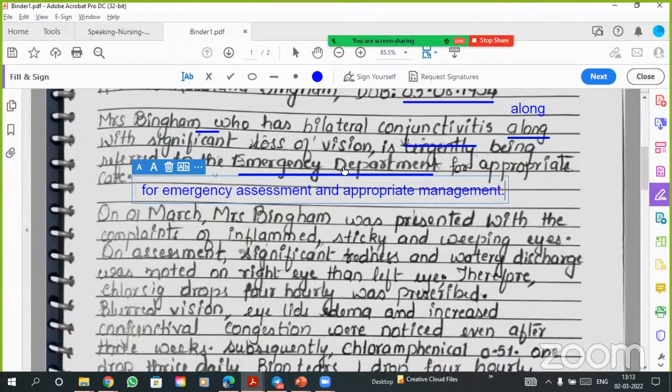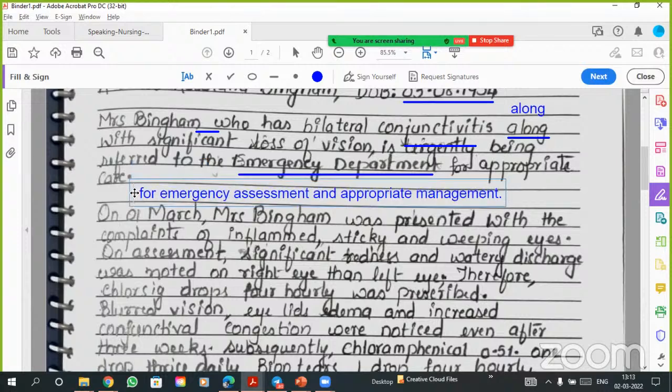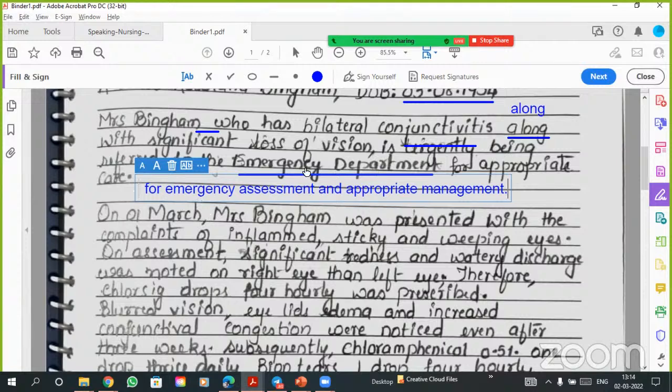Or follow up action plan, whatever you want to write, you can write. So, Miss Bingham, who has bilateral conjunctivitis along with significant loss of vision. What do you mean by that? Bilateral conjunctivitis along with the loss of vision is being referred for emergency assessment and appropriate management. Okay, fine, that's enough. Emergency means immediate assessment or emergency assessment, everything is the same.